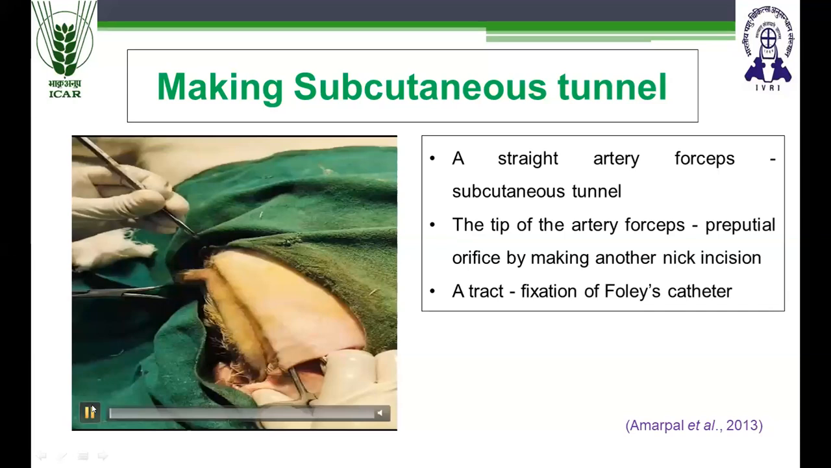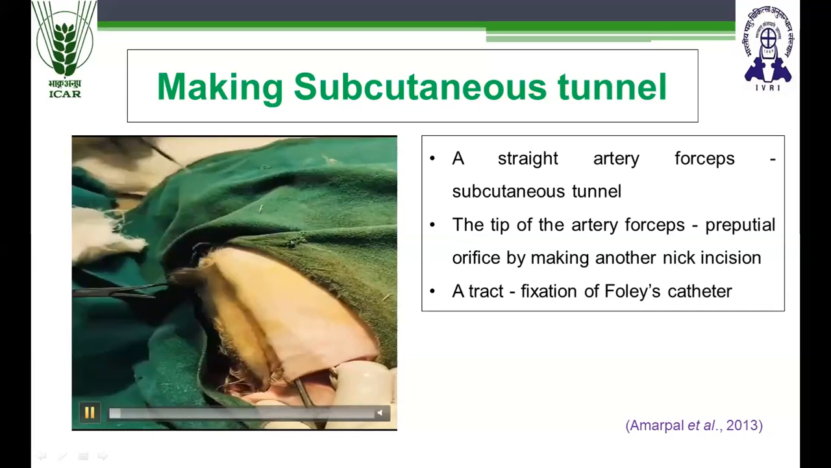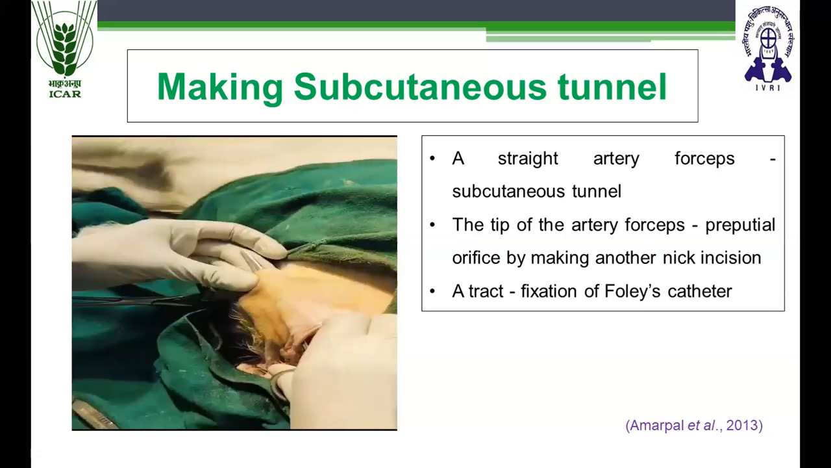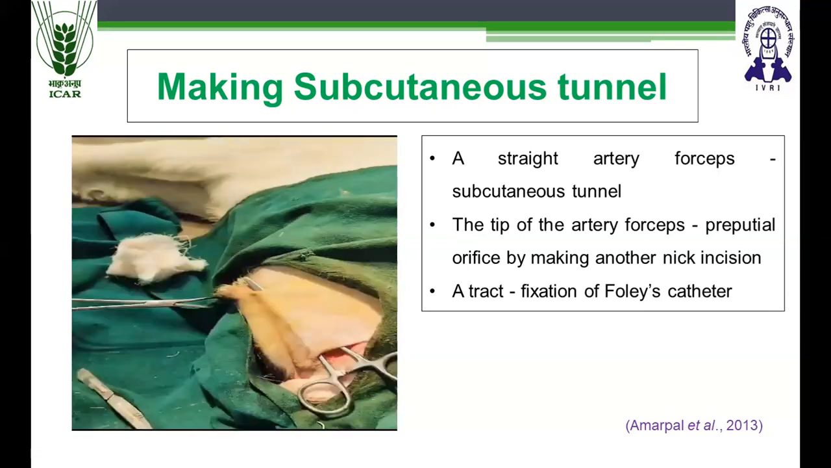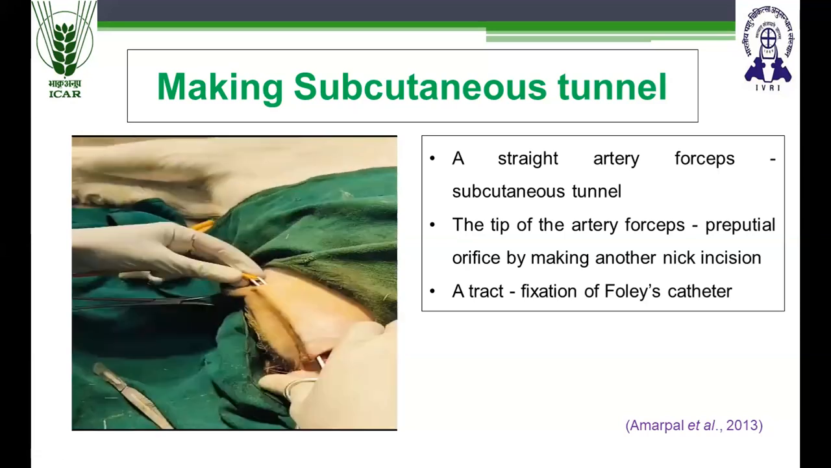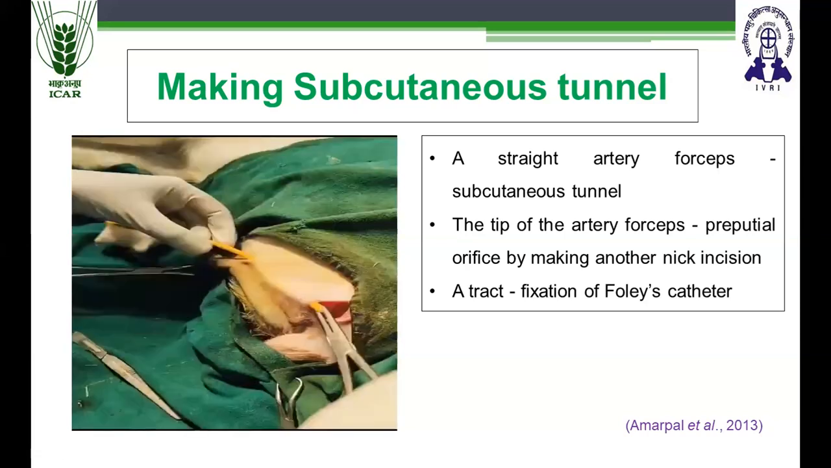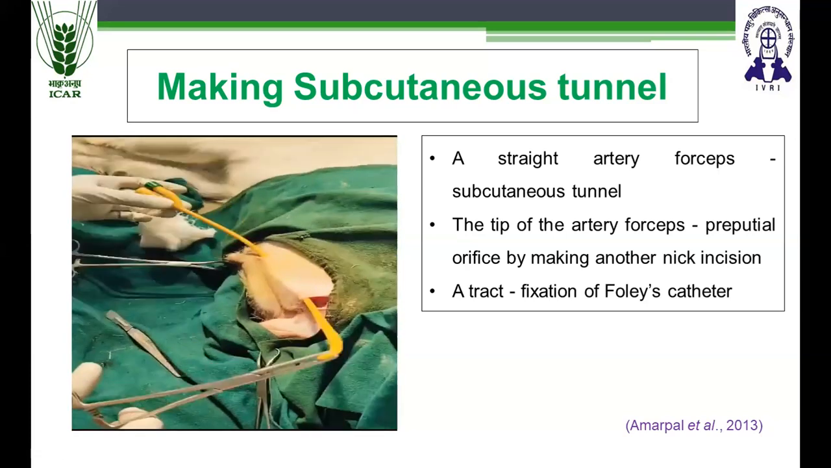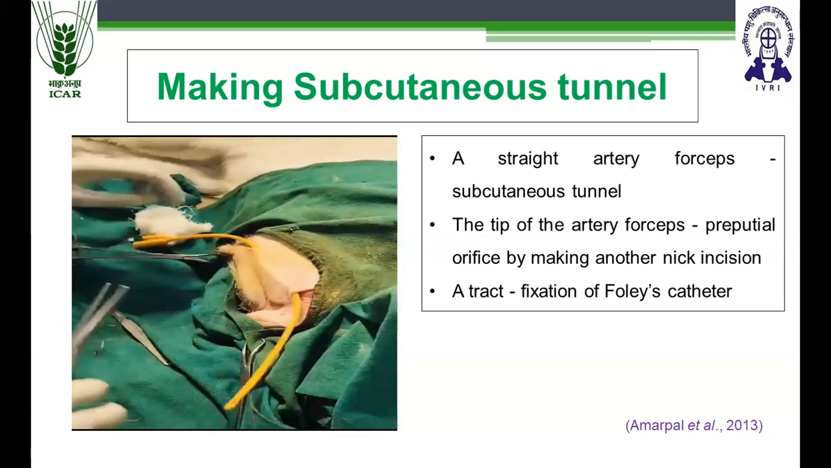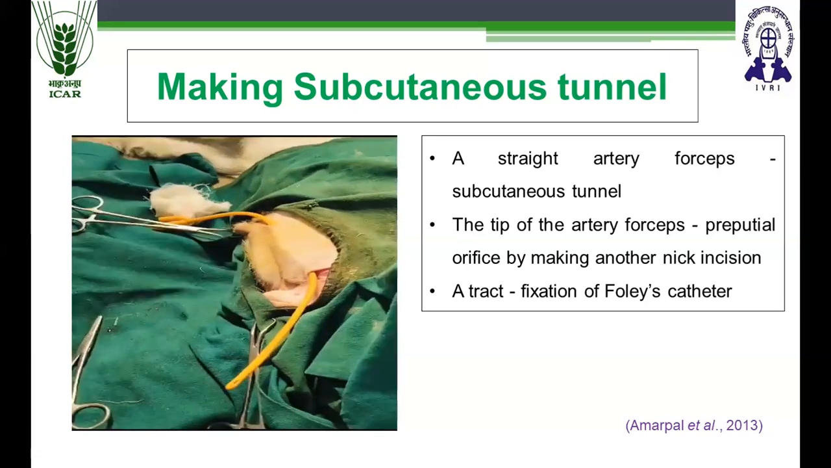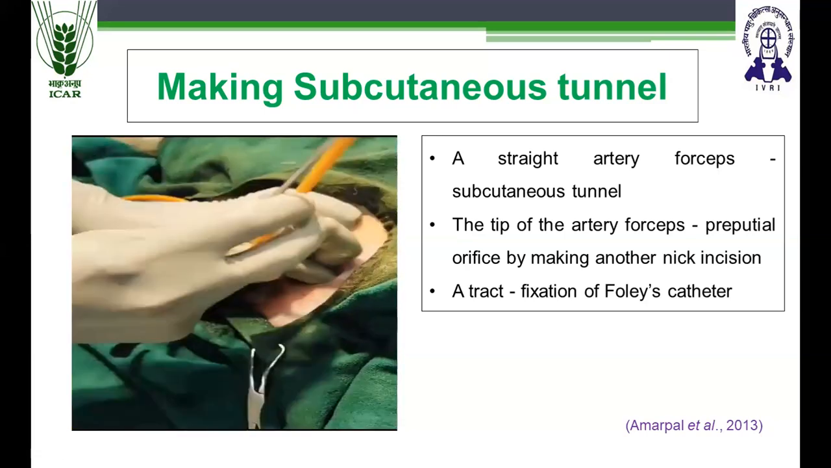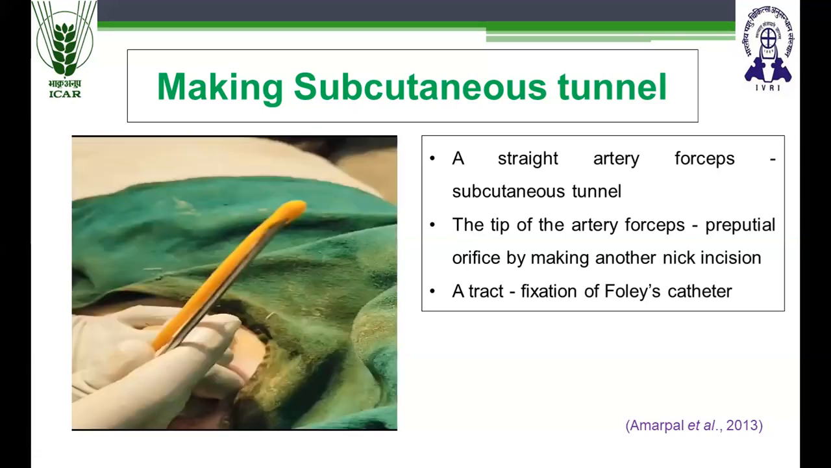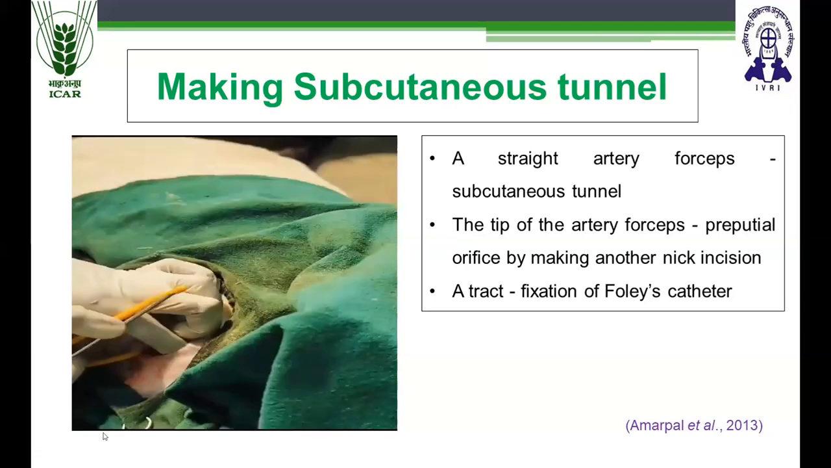Tube cystostomy is all about bypassing the urethra. We are directly connecting the Foley's catheter to the bladder. It is bypassing the urethra, so through this tube, urine will come out. We have to fix the tube using a subcutaneous tunnel. This is the procedure. The tube should be passed subcutaneously using an artery forceps. And for puncturing the bladder, we require a stylet to hold the catheter. So this is that procedure.